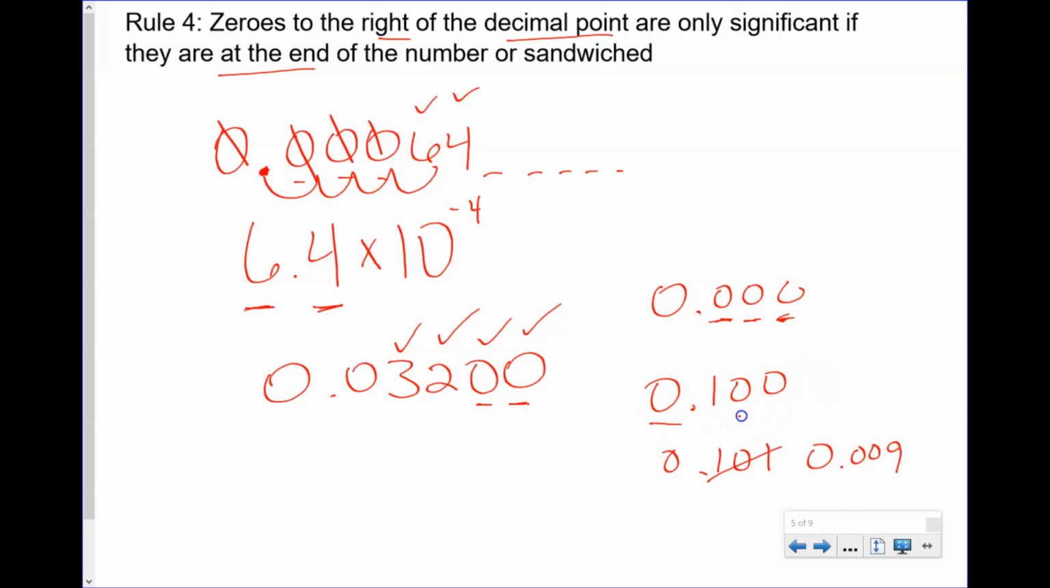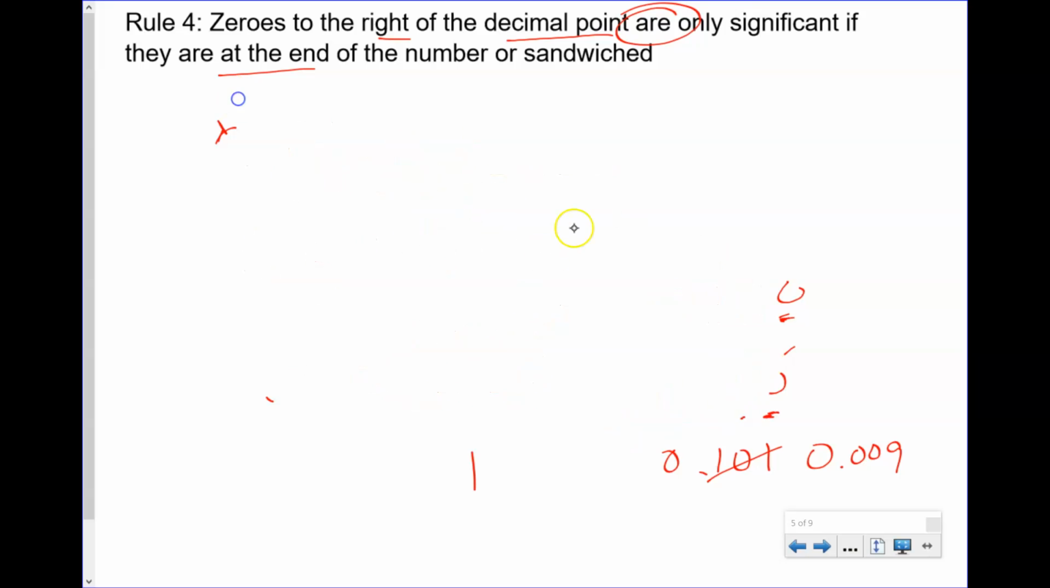So in this case, those zeros indicate a very precise and exact measurement. So we've got to consider them as significant. So again, zeros to the right of the decimal and at the end of the number are significant. So in this case over here, 0.03200, there's 4 sig figs there: the 3, the 2, the 0, and the 0. So a couple more on that just to make sure we're squared away.